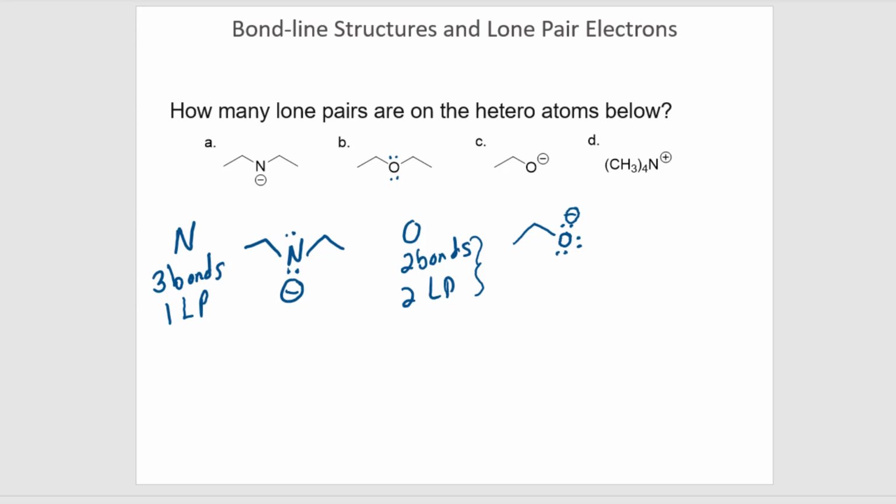Feel free to convince yourself and do the formal charge calculation, but as you can see, if you know your bond trends, you can actually figure out how many lone pairs or bonds are there just by looking at the negative charge given, or the positive charge in this case. Nitrogen, as we said, has 3 bonds and 1 lone pair. This nitrogen has a positive charge. It's also saying that there are 4 CH3s all around it.